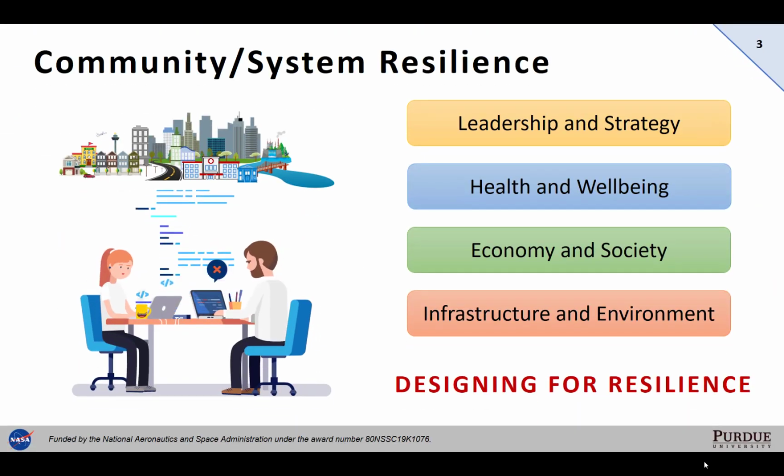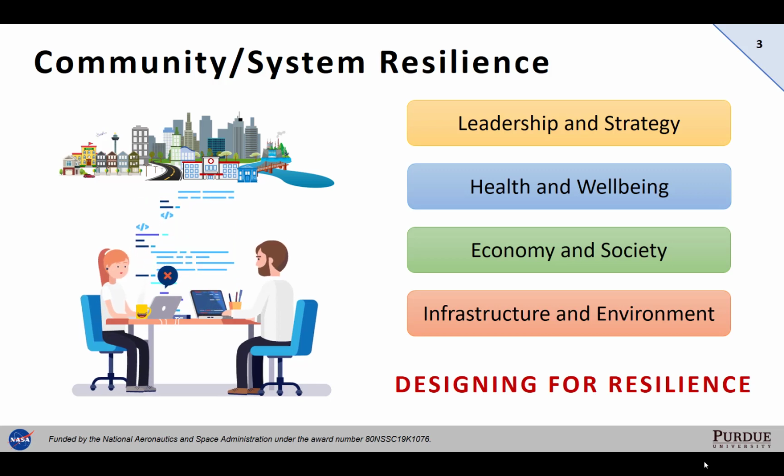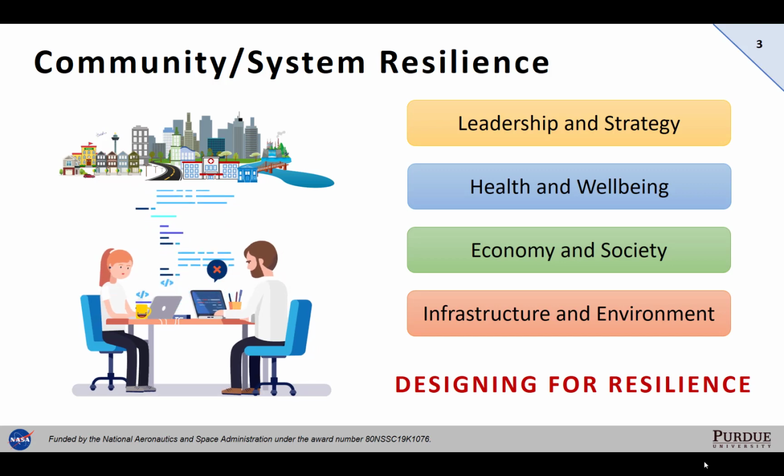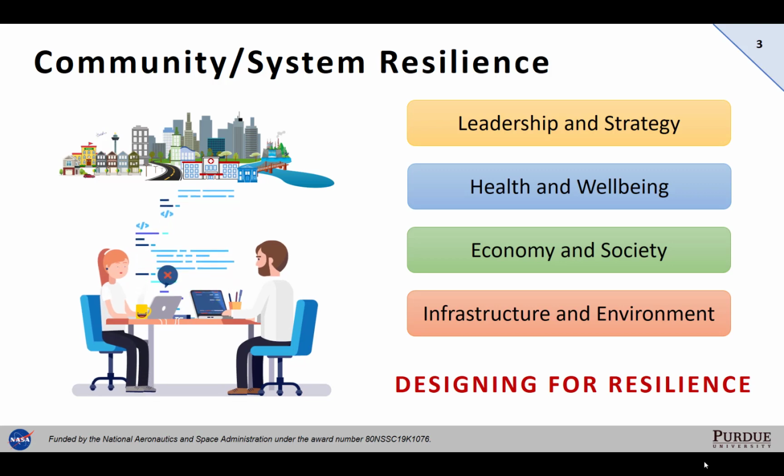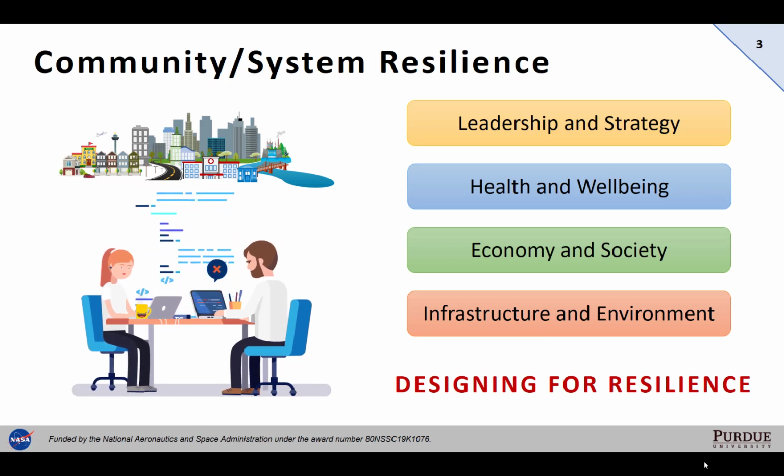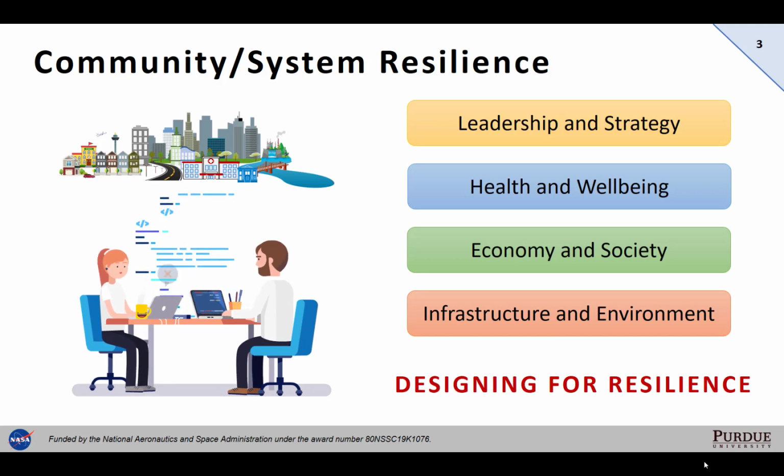Community and system resilience have very different components. Here you can see some of the general categories that are part of a community. As engineers, we mostly help our communities in the area of physical infrastructure, and it is why I named my presentation Designing for Resilience.